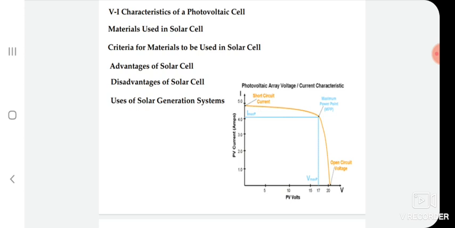If we plot PV voltage along the x-axis and current along the y-axis, it gives an exponential decay graph. If voltage is 0, current is maximum, and in that case that current is called the short circuit current. If voltage is maximum and current is minimum, in that case that voltage is called the open circuit voltage.